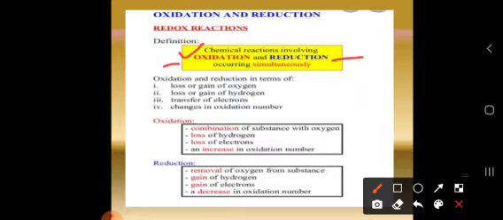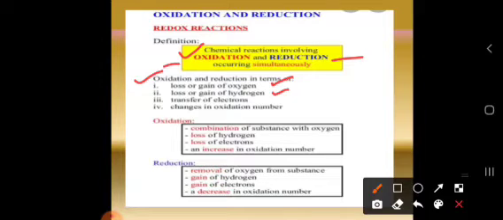So how are you going to say that yes, this is an oxidation reaction? First, oxidation and reduction in terms of loss or gain of oxygen. This is the first condition by which we can identify that it is an oxidation reduction reaction. Next is the loss or gain of hydrogen, okay dear students. So when in the reaction there is loss or gain of oxygen or loss or gain of hydrogen, then it is considered an oxidation and reduction reaction.